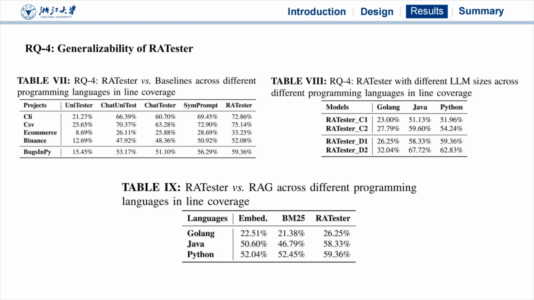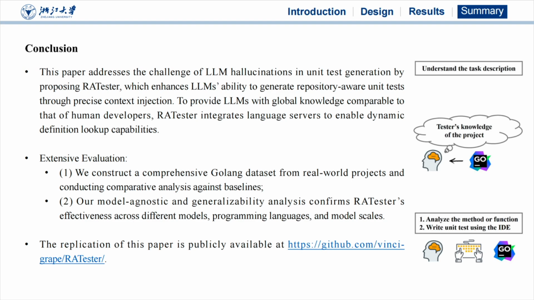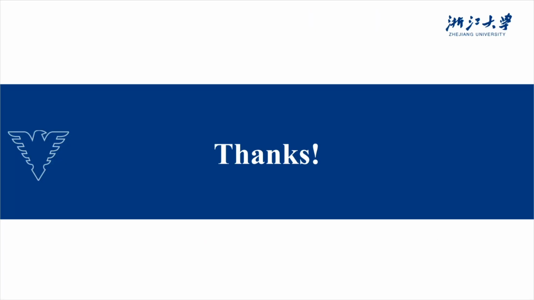So, this paper addresses the challenge of LLM hallucinations in unit test generation by proposing RATester, which enhances LLM's ability to generate repository-aware unit tests through precise context injection. To provide LLMs with global knowledge comparable to that of human developers, RATester integrates language servers to enable dynamic definition lookup capabilities. That's all for my talk.